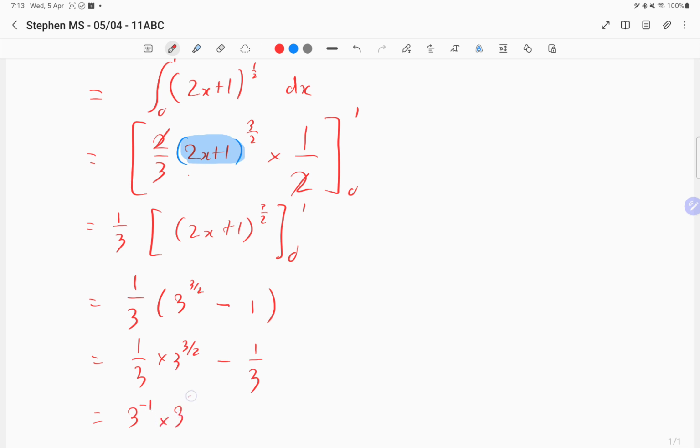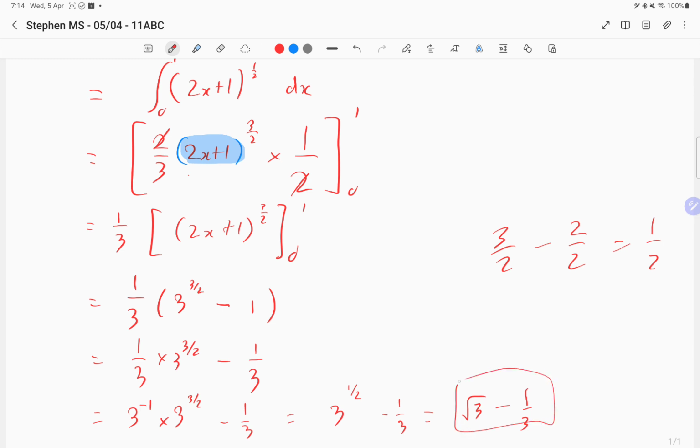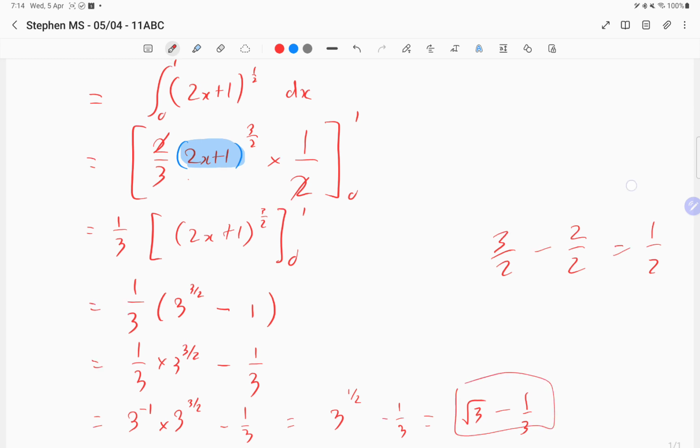How do you combine two powers? You just add them. So that would be 3 power 1 half. Right? Because it's 3 over 2 minus 1, so it should be 3 over 2 minus 2 over 2, which is 1 over 2. So that'll be 3 power 1 half minus 1/3, which is square root 3 minus 1/3, as an exact answer. Make sense?